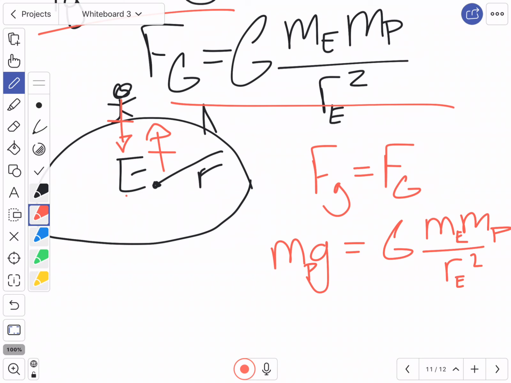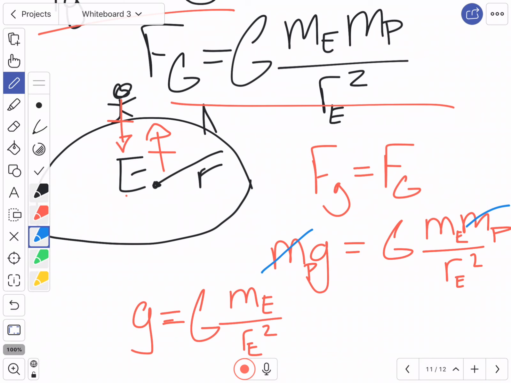What can happen in this equation, guys? Can you cancel out the mass of the person? Absolutely. And what we're left with is this idea that little g is equal to capital G, mass of the Earth, divided by the radius of the Earth squared. Okay? So here's the cool thing. And remember, g is the acceleration of gravity on Earth.